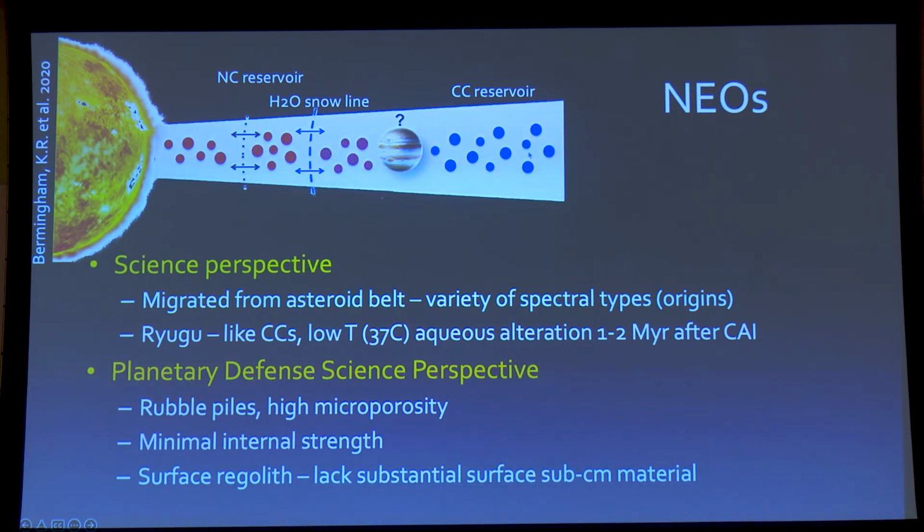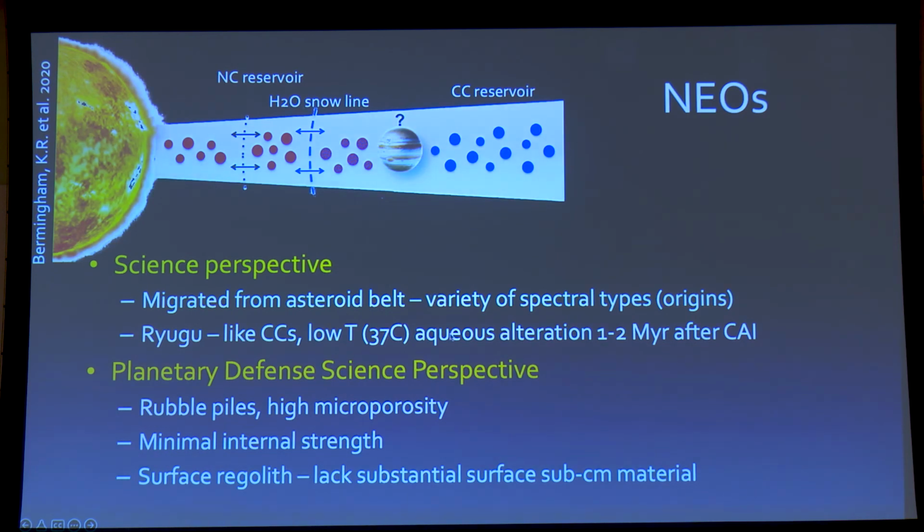And the way in which you can get some of this material that we see today in the asteroid belt is it got scattered inwards. And in fact, data from Ryugu, which is an NEO, actually shows that it is very much like carbonaceous chondrites, outer solar system material, which exhibited very low temperature aqueous alteration early in its history, but has been kept cold ever since.